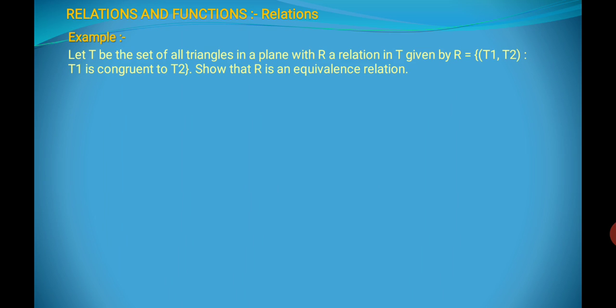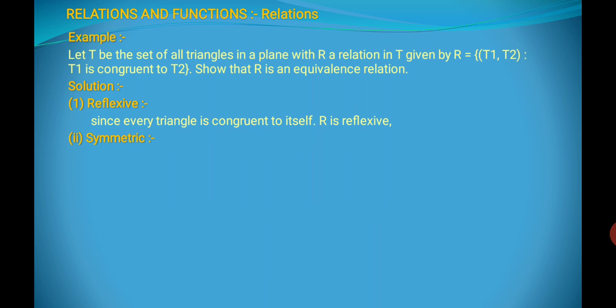So clearly, कोई भी triangle अपने आप के साथ तो congruent होता ही होता है. So it is what? Reflexive, because (T1, T1) must be in R. Solution, reflexive: every triangle is congruent to itself. पता है हमें कि कोई भी ट्रायंगल खुद के साथ तो कॉन्ग्रुएंट होता ही है, that is R is reflexive. Symmetric: if the first triangle is congruent to another triangle, then the second triangle must be congruent to the first triangle. So (T1, T2) is in R, then (T2, T1) must be in R.